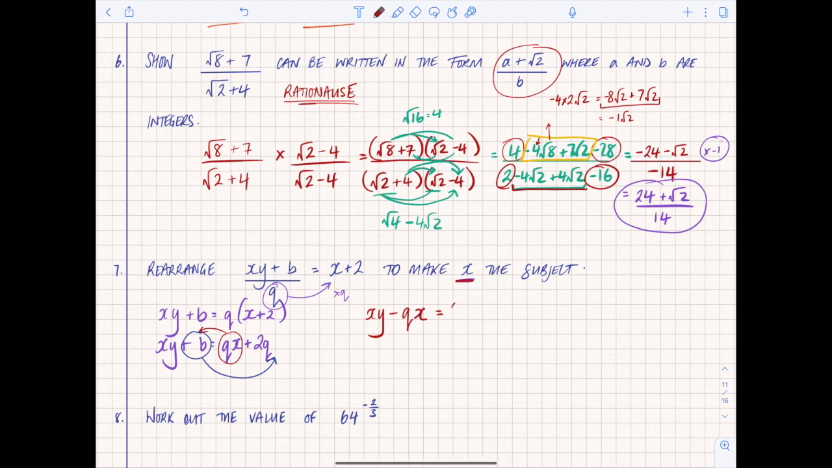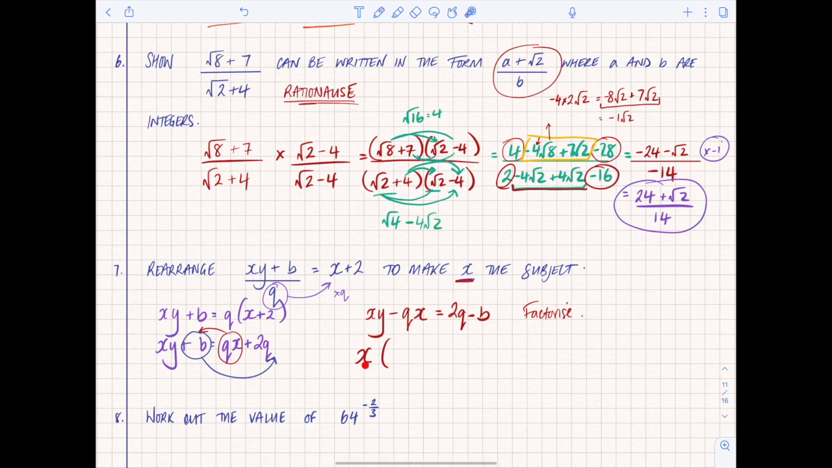So 2q, staying where it is, minus b. So I've got all my x's on one side, everything else on the other side. Now at this point, the problem I've got is that I can't get the x on its own unless I factorise. So at this point is when you factorise. So from here, I factorise out the x because I need to get x on its own. So x goes on the outside of my brackets.